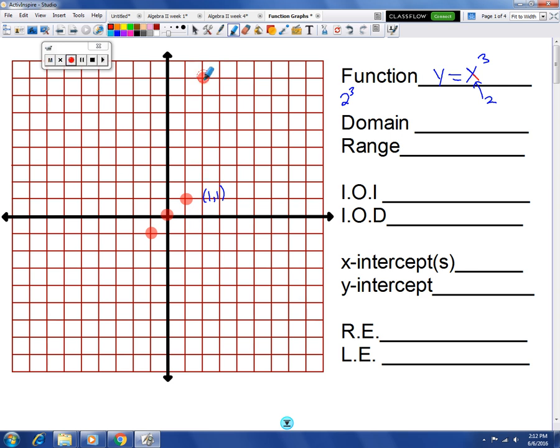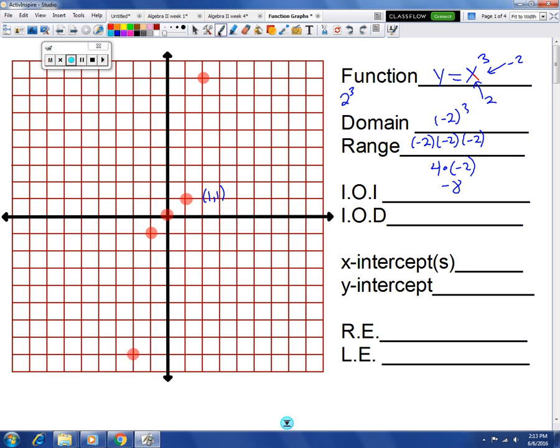Alright, last number I'm going to pick is negative 2. Negative 2 to the third power means negative 2 times another negative 2 times another negative 2. The first two negative 2s multiply to make a positive 4. And 4 times a negative 2 is negative 8. So when I substitute negative 2, I get negative 8. So negative 2, negative 8.